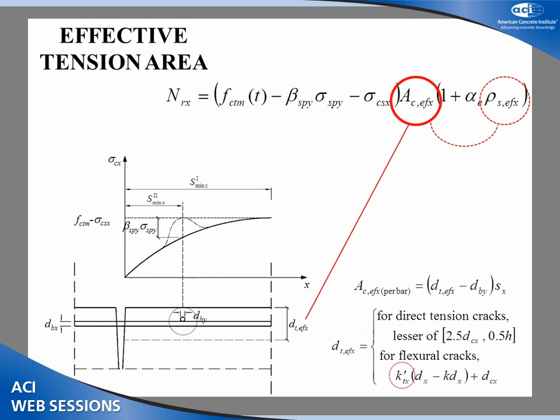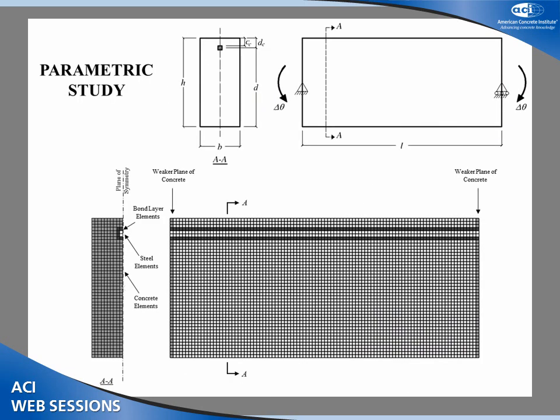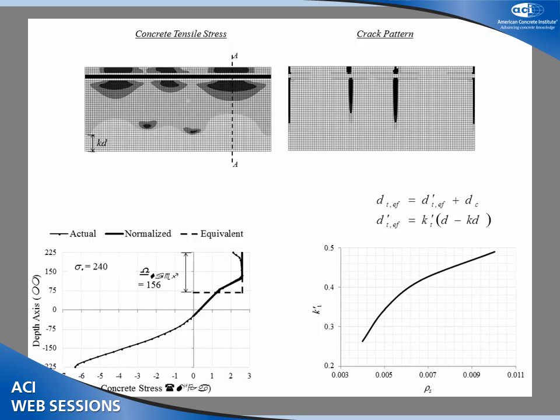The effective tension area is also important. The effective tension area is the depth of this area that is affected by the reinforcement. This depth is also introduced through another equation with a new factor of k prime tx. And to find that k prime, we did a parametric study on flexural beams, and this darker area means this area of concrete is affected by the reinforcement, and the depth of that, which is of interest, can be found from the graph from the parametric study.